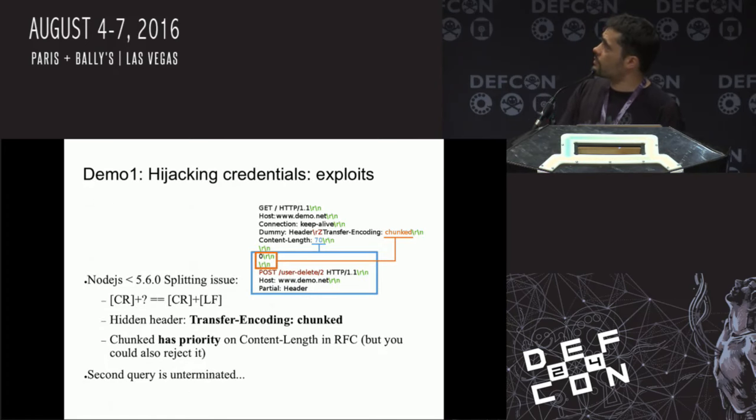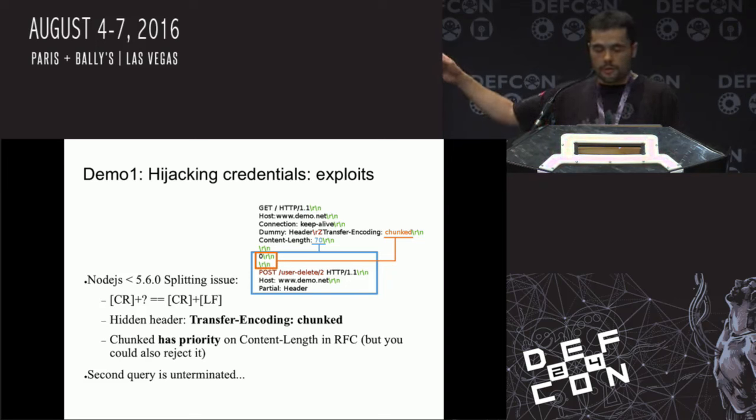So the first demo, at least you can read the thing. Here, this should make a credential hijacking exploit. So here you've got some real-world exploitation. This was working on Node before version 5.6. It's a splitting issue. You should always have CRLF for end of line. But for Node, if you add the CR, they thought that they do not need to read the next character because it's always LF. But if it's not, you've got a problem.